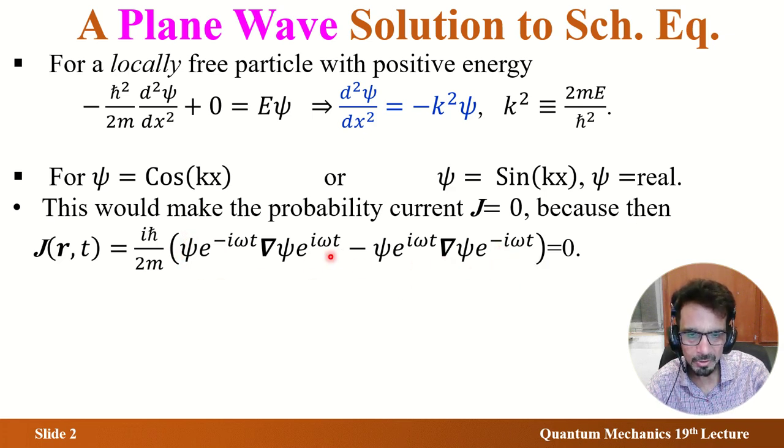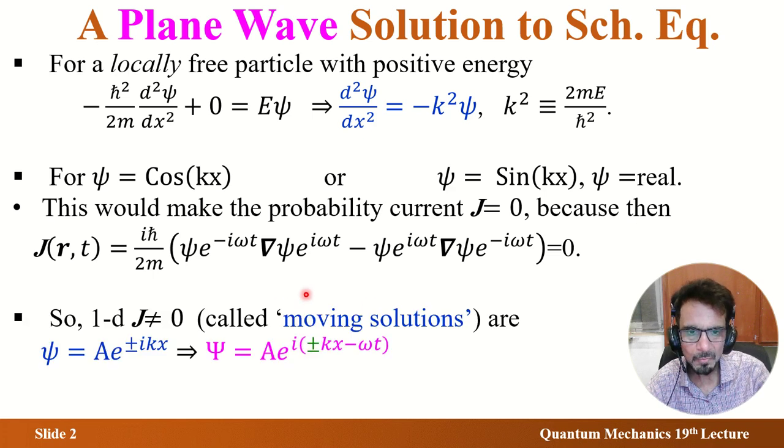You can do the calculation yourself, and this is simple: the result is zero. And if the probability current is zero, that means the particle is not traveling. But my boundary conditions are such that I'm talking about a particle which is moving, because I said particle.